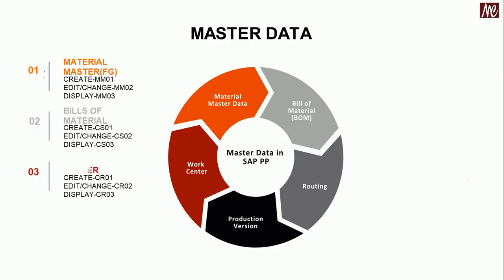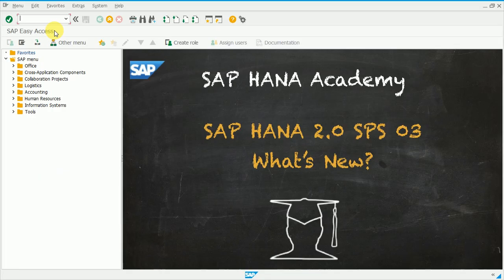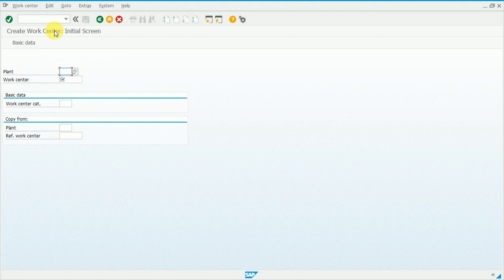How is the work center going to be created? CR01 for create, CR02 for modify and CR03 for display. Now we can do the same thing here. CR01 for create. Now the interface comes up in front of the screen, through which you can do all your requirements. Here there are some navigation steps you have to follow for creating further.